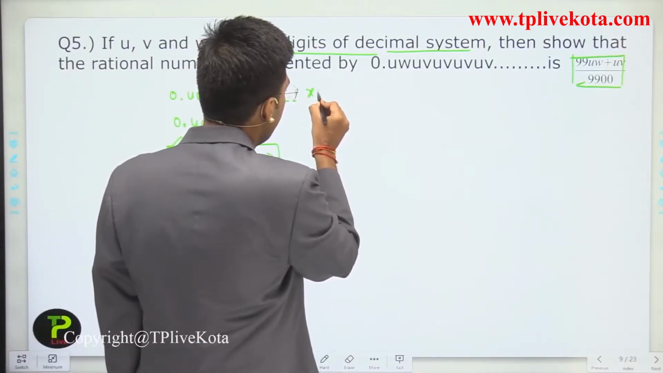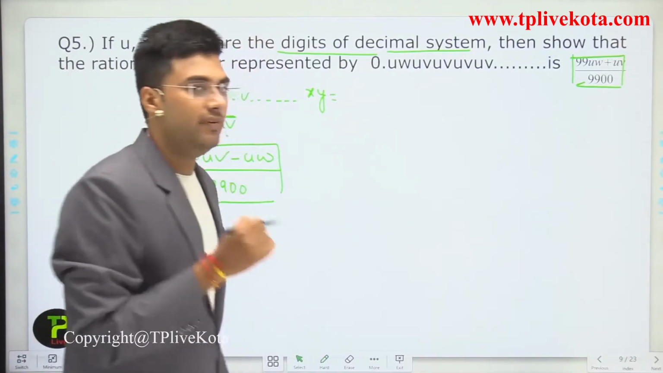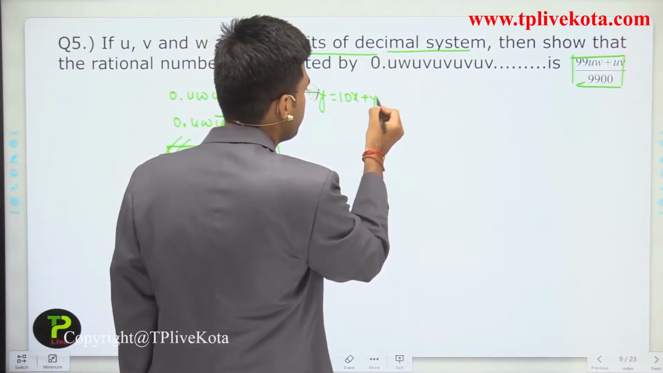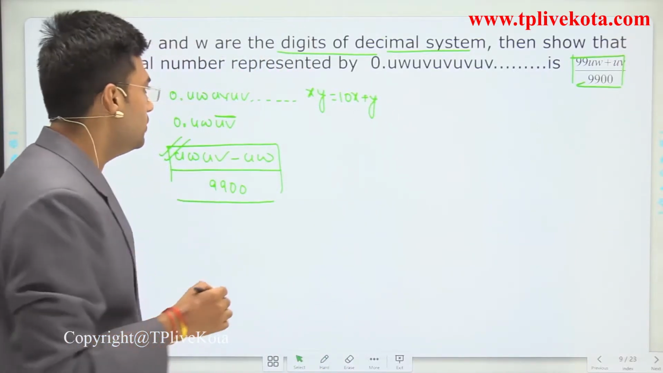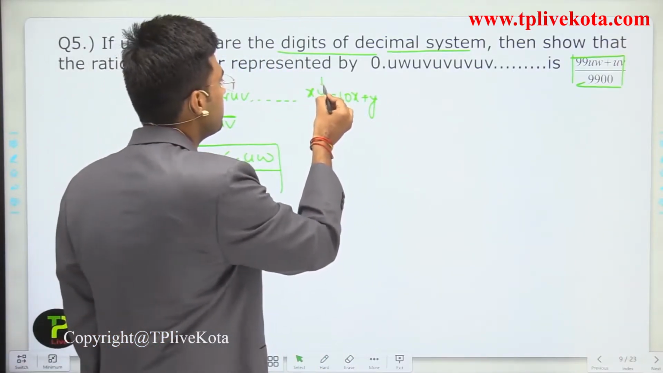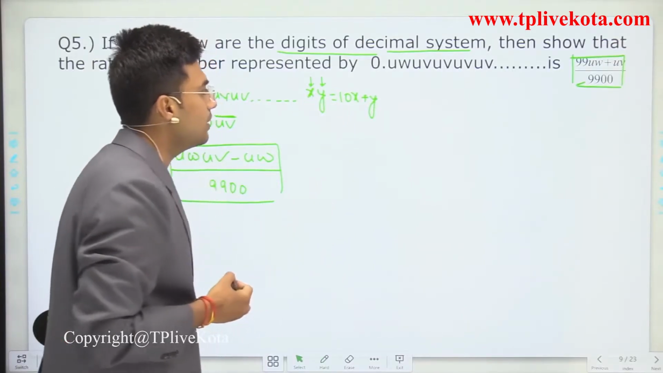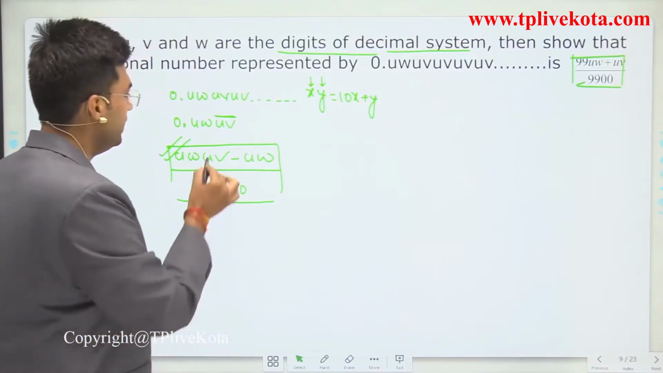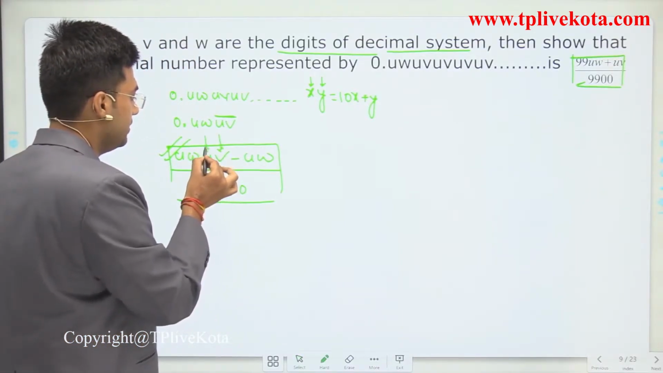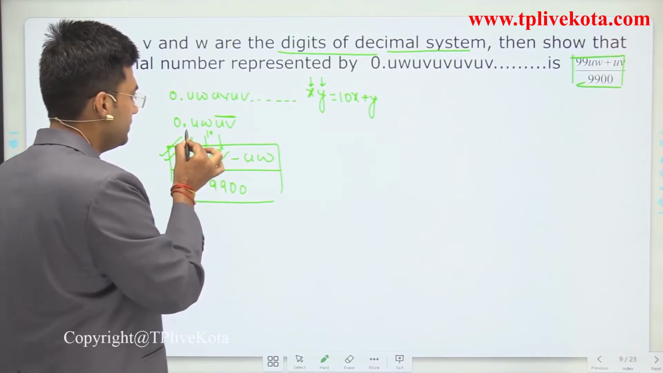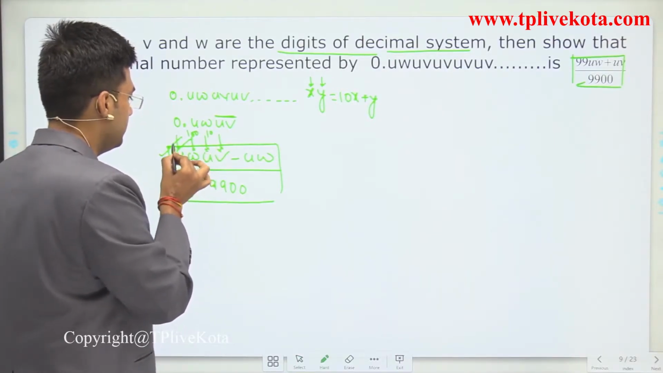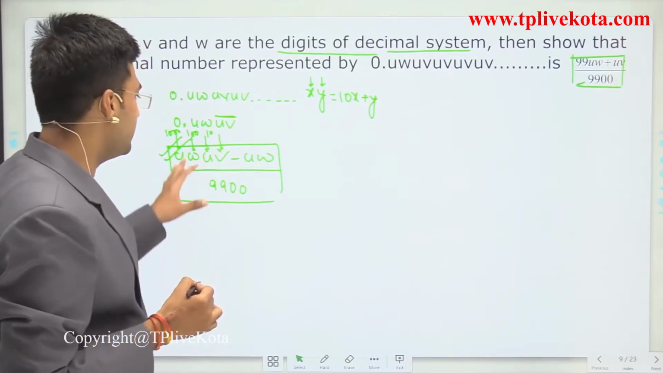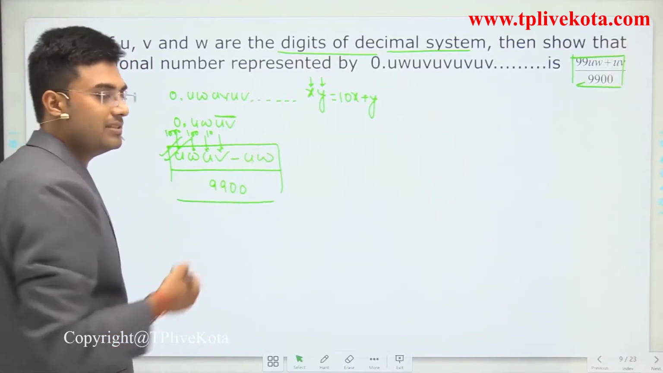And what is the meaning of base of the number is 10? Dear student, if we have a two digit number xy, then we can generalize this number in the form of 10x plus y. Why is this 10x plus y? Because this is the ones digit and this is the tens digit. So we can write it as 10x plus y. And dear students, here this is ones digit, this is tens digit, this is hundreds digit, and this is thousands digit. So we can generalize this number according to the decimal system.